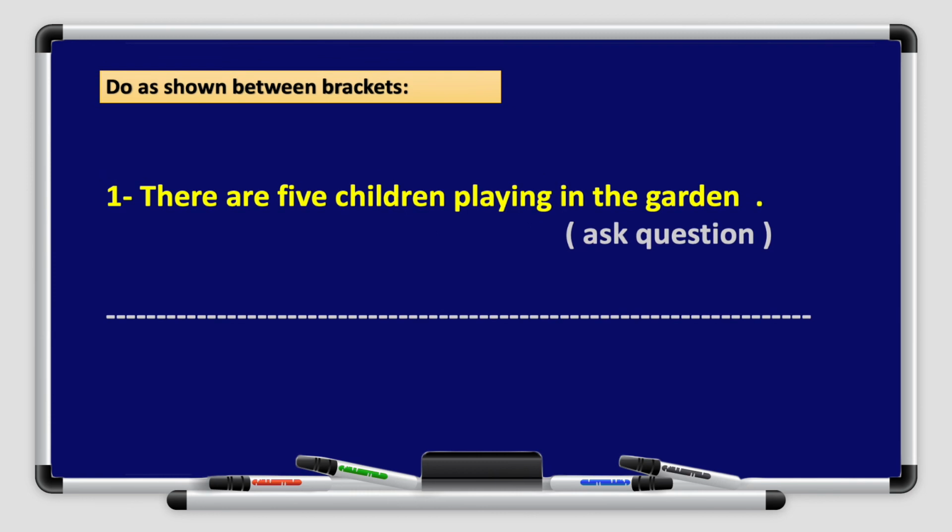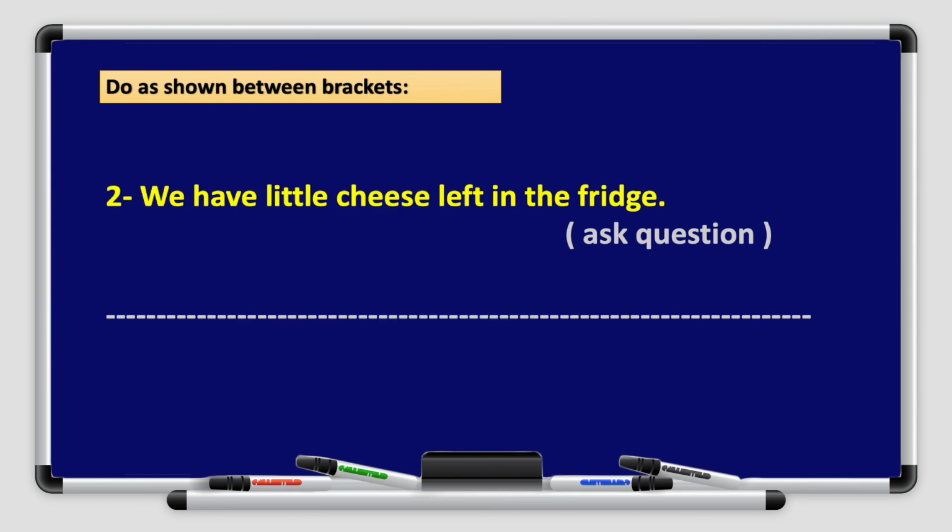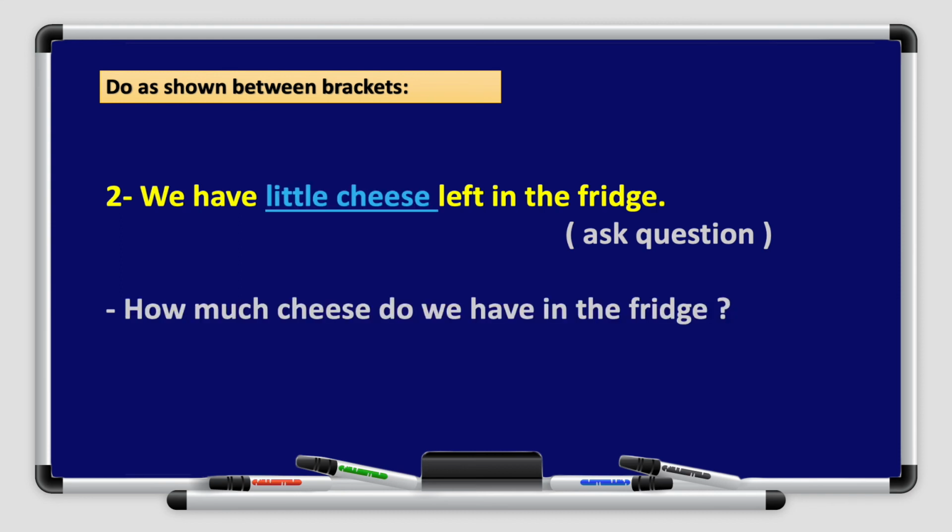One more exercise for you. Do as shown between brackets. There are 5 children playing in the garden. Ask a question. Concentrate whether it is a countable or uncountable noun. Good job. How many children are playing in the garden? Because in the answer we have 5 children. Number 2. We have little cheese left in the fridge. Ask a question. What do you think? How can you ask a question for this sentence? Excellent. How much cheese do we have in the fridge?